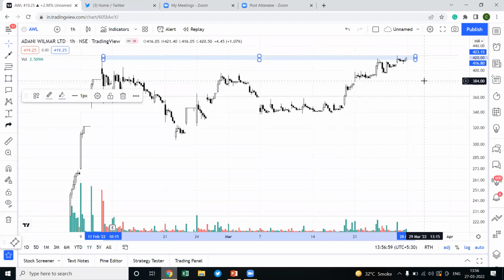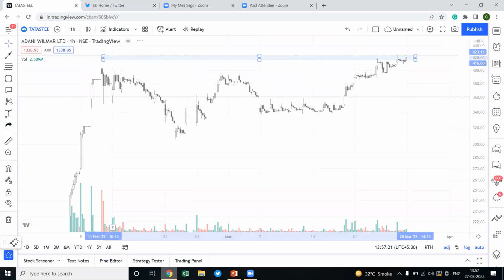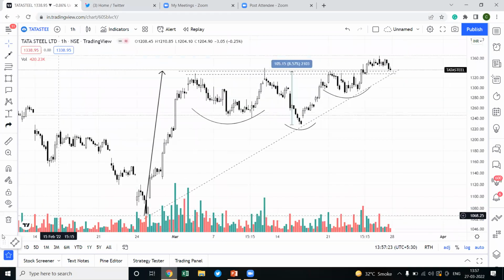So this type of price action is very much needed whenever you look at a particular stock. There are numerous stocks in NSE. You have to restrict it to 5-10 scripts, because you cannot trade each and every stock. So this is one of the stocks which is looking good. There is another stock, I think Tata Steel, that should perform well.